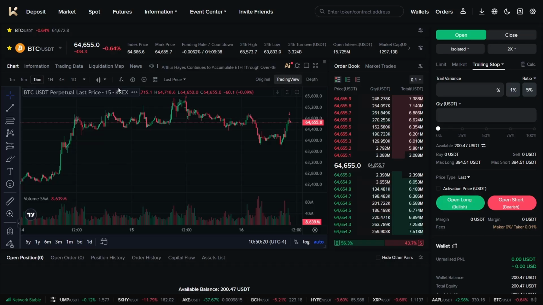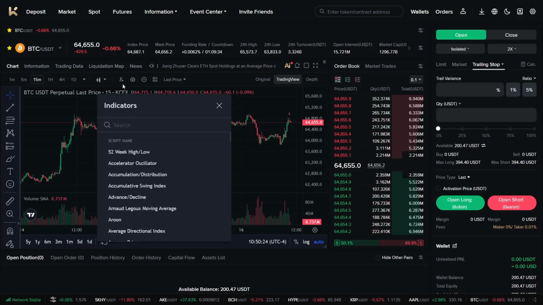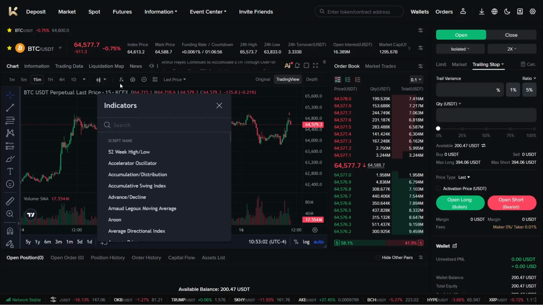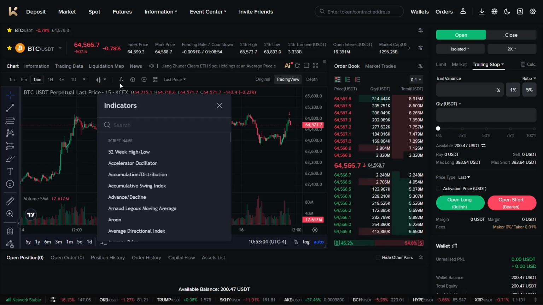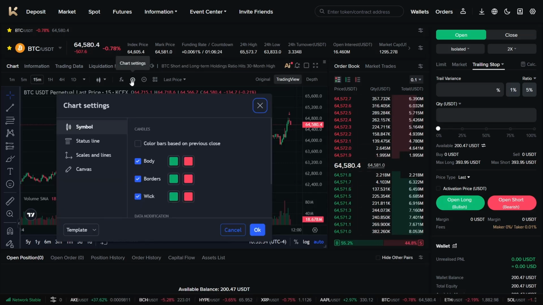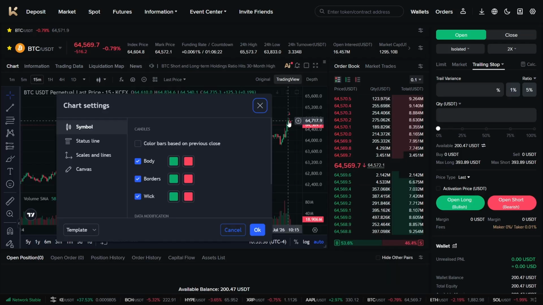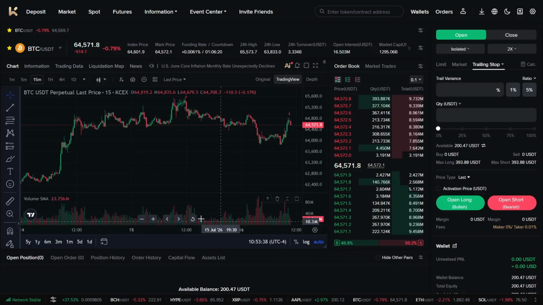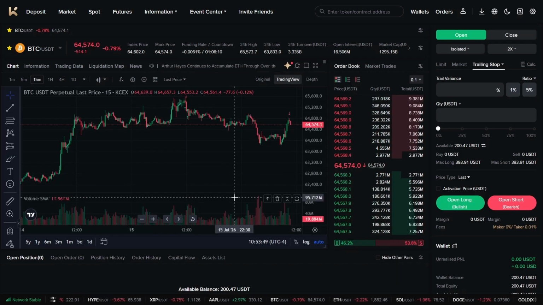Beside timeframes, clicking this FX button, this is indicators. Indicators can add tools such as a moving average or an RSI. Traders use indicators to identify trends, momentum, and possible entry or exit points. Beside indicators, we have the chart settings. You can use this to customize the appearance of your chart. While at the bottom, we have trading volume. This shows how much trading activity took place during each candle.